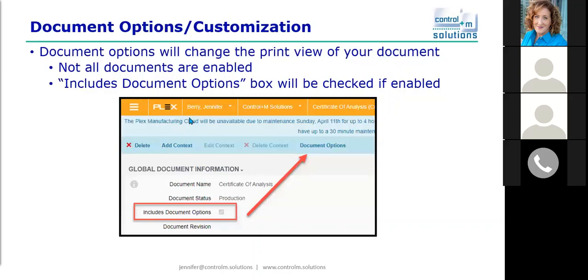So Plex has also enabled some documents to be configurable. In order to know if your document has this option, you will see the Include Document Options box will be checked. Otherwise, it is a frozen format and cannot be changed from this screen.